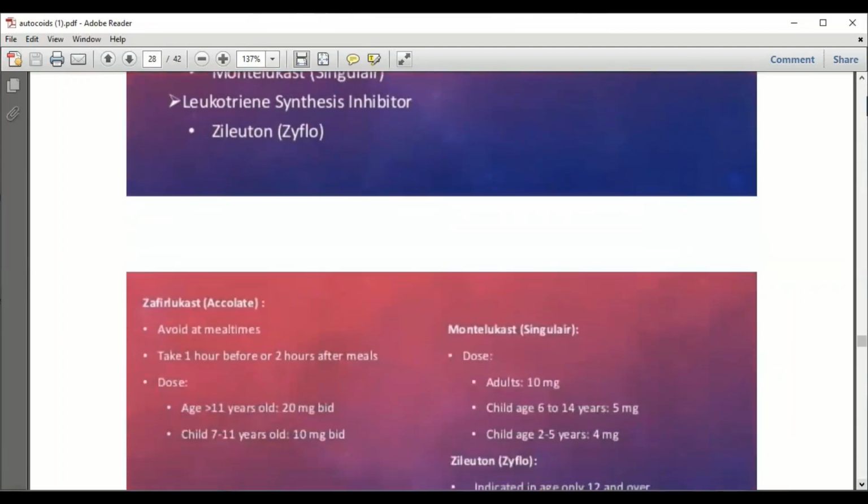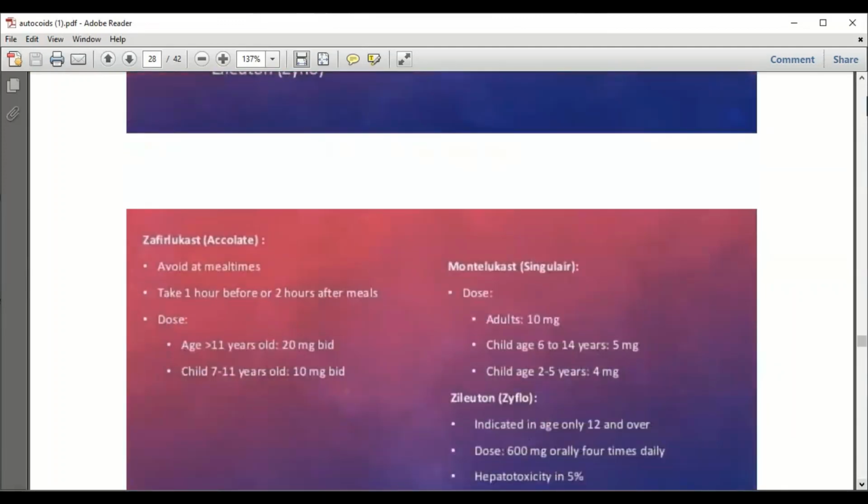Now, zafirlukast, when you take it, you should avoid meal times. It is taken 1 hour before a meal or 2 hours after a meal, because of absorption. The dose for a child more than 11 years old is 20 milligrams twice per day, and for a child 7 to 11 years old, you give 10 milligrams twice per day.